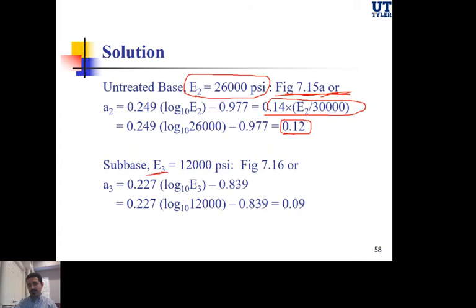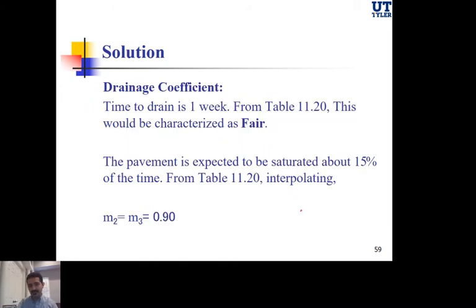Same thing for A3. It's 12,000 psi. You can use the figure 7.16, or the equation. And again, using this equation, you will be able to obtain A3 equal to 0.09. So you have now got A1, A2, and A3.